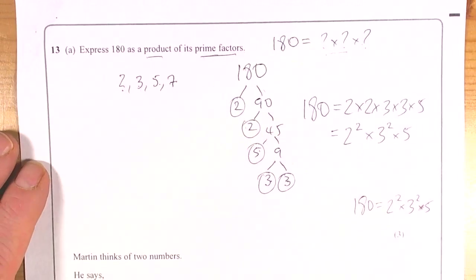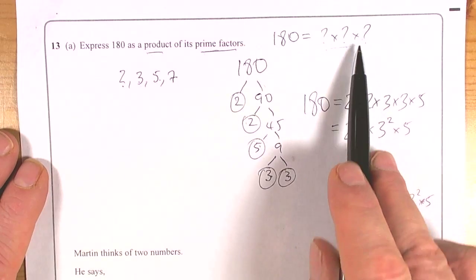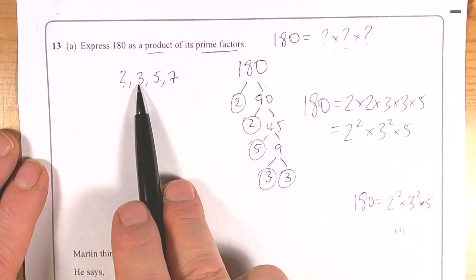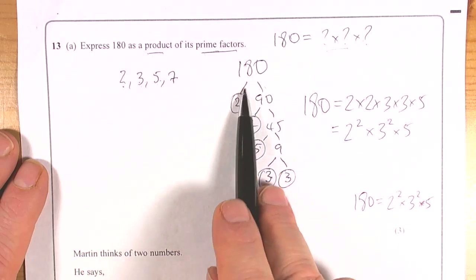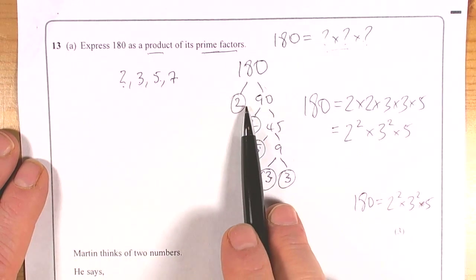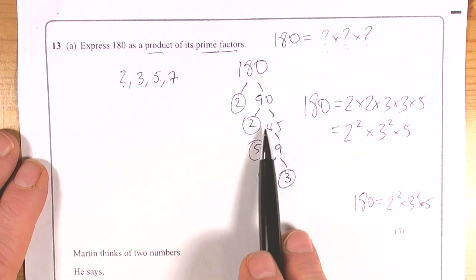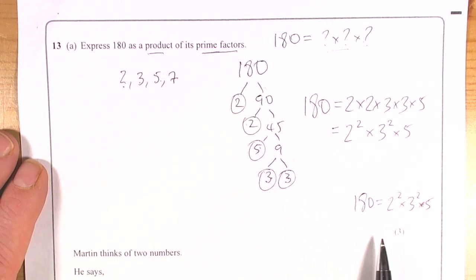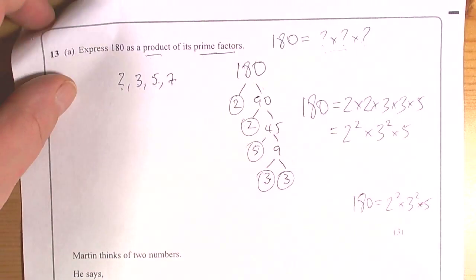So product of primes, product means multiply. Prime factors means we want prime numbers that go into another number, leaving no remainder. Prime factors being whole numbers, of course. And we can keep going down until we end up with just prime numbers at the end of the branches, and that gives us our final answer there.